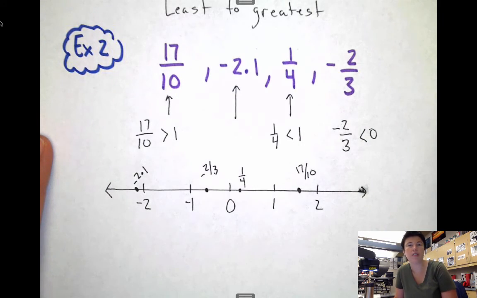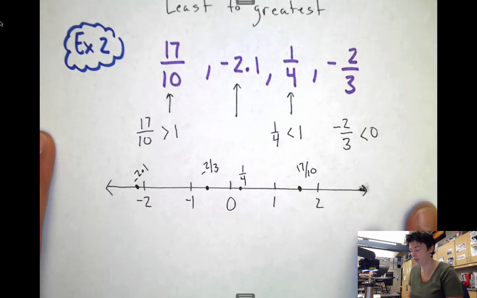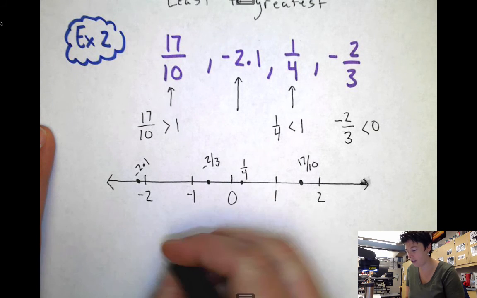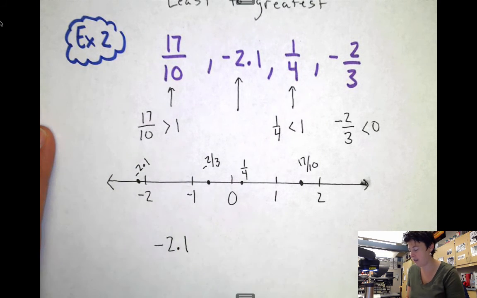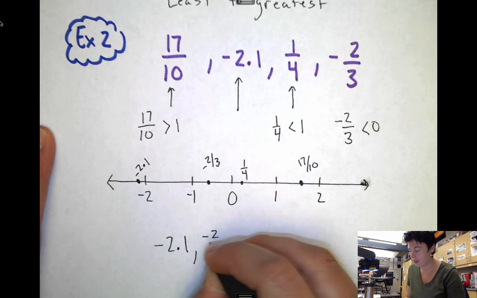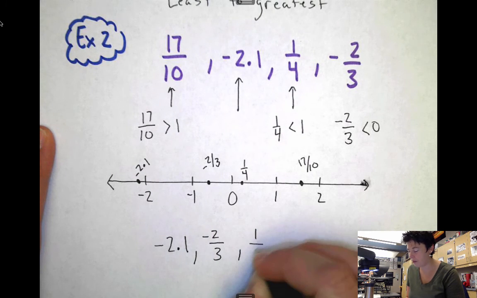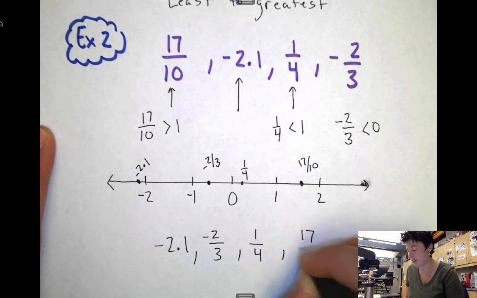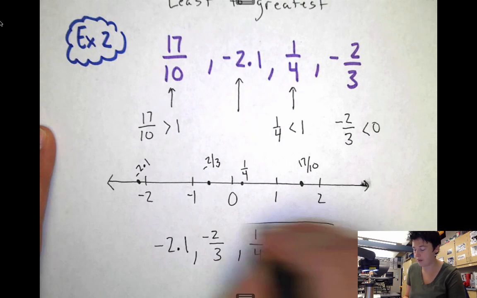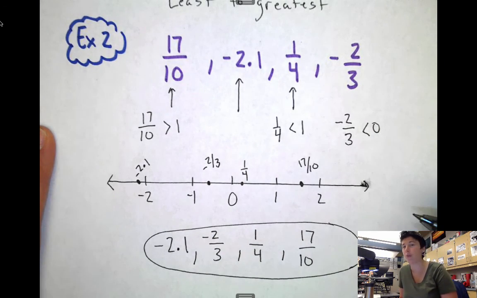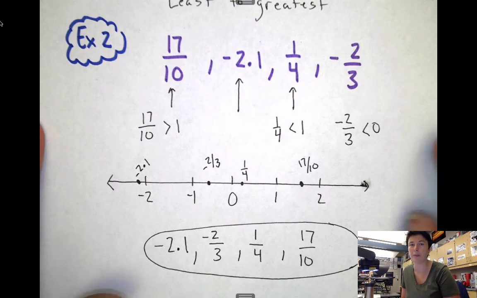So without knowing all the decimals, I can see the order from least to greatest. First, negative 2.1 is the least, then it's negative 2/3, then it's positive 1/4, and then 17 tenths. And I found my answer with the number line with estimation without having to do all that converting to decimals. So that's another way you can do these problems.